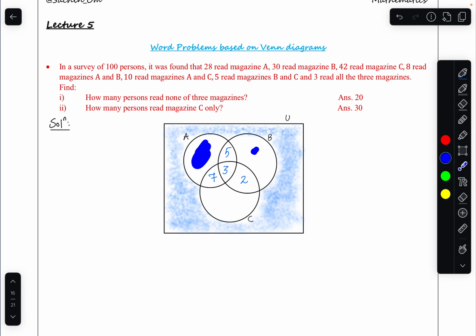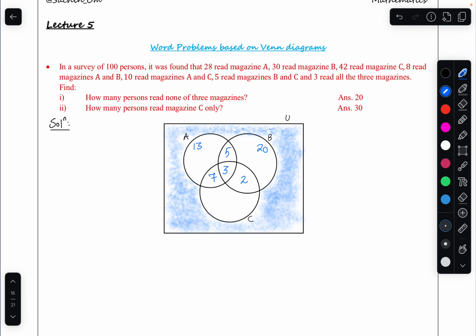Now I'll try to find these numbers here, here, and here. The whole of A, 28 people read the magazine A. If I want to find this portion only, nothing else, from the 28, I'll subtract 5, 3, and 7. That would be 15 here. So 28 minus 15 would give me 13. The second one, this region: the number of people who read magazine B is 30, of which 5, 3, and 2 I have already taken into account. So what I get is 20.